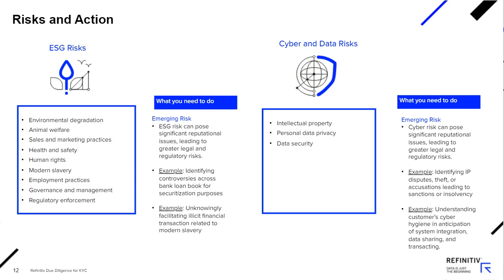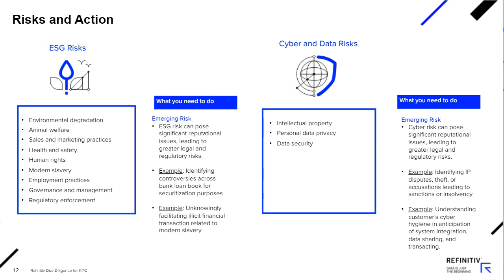Examples of this are identifying controversies across bank loan books for securitization purposes. A lot of investment firms, a lot of banks, actually most, have ESG purpose statements out there about how they want to invest and where they want to invest. So it's definitely something that's not actually emerging. It's pretty much here. Another example is unknowingly facilitating illicit financial transactions related to modern slavery, or facilitating payment systems unknowingly, of course, as you're being exploited by your client, but that can pose an ESG risk.